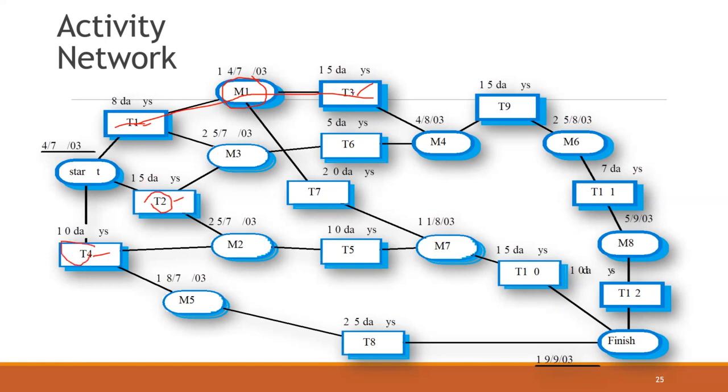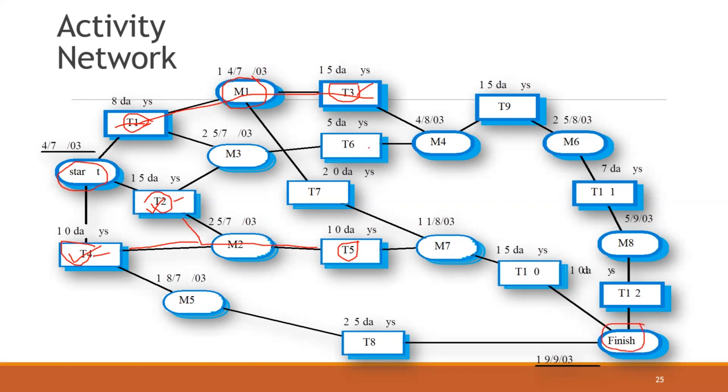Then T3 started after T1 with a milestone M1. Then T5 started after T2 and T4 with a common milestone. See here, both have the common milestone M2, then T5, like that, etc. So from start till the finish, it will go on like this.